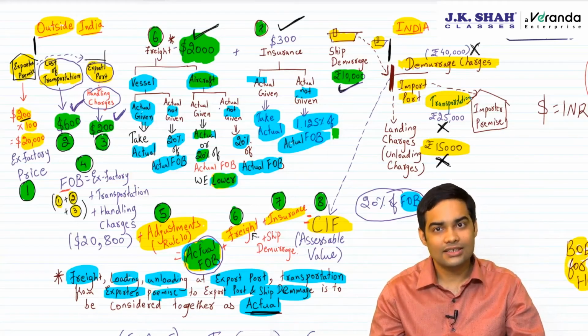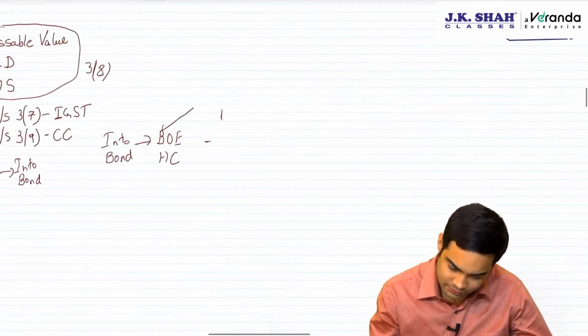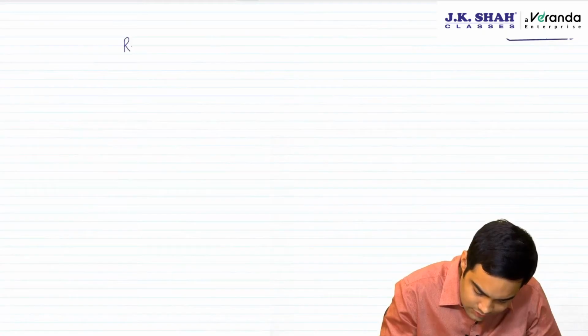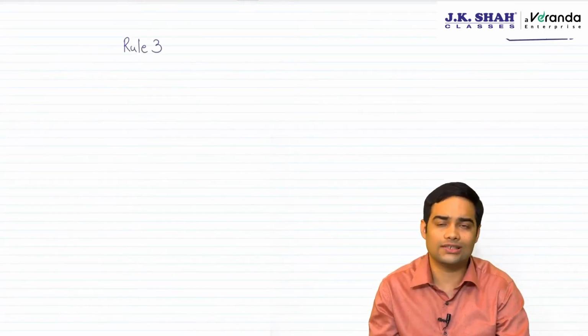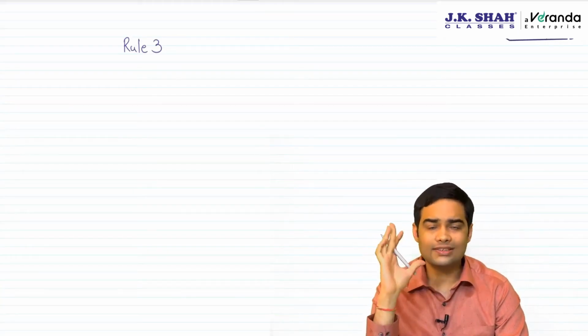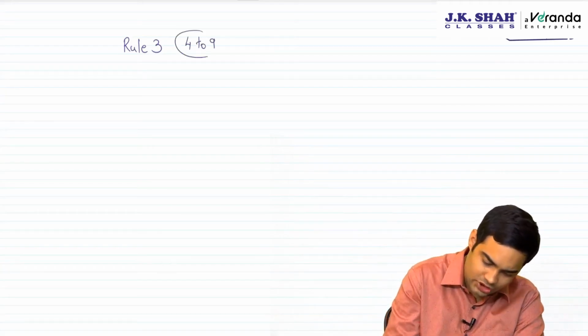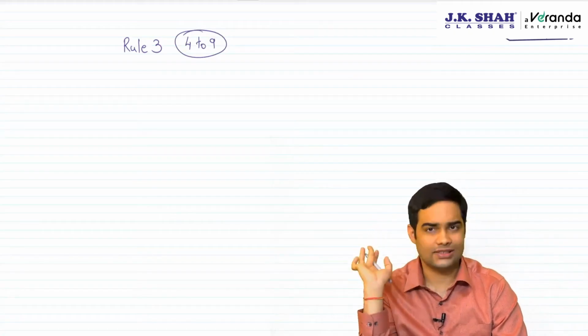Clear with this? Now let's talk about valuation rules. When we talk about valuation rules in case of import, it starts with Rule 3. Valuation Rules 2007: Rule 2 is the definition clause. Rule 3 says that consider Rule 4 to 9 sequentially. That means you have to follow 4, then only you can follow 5. This is the first thing.